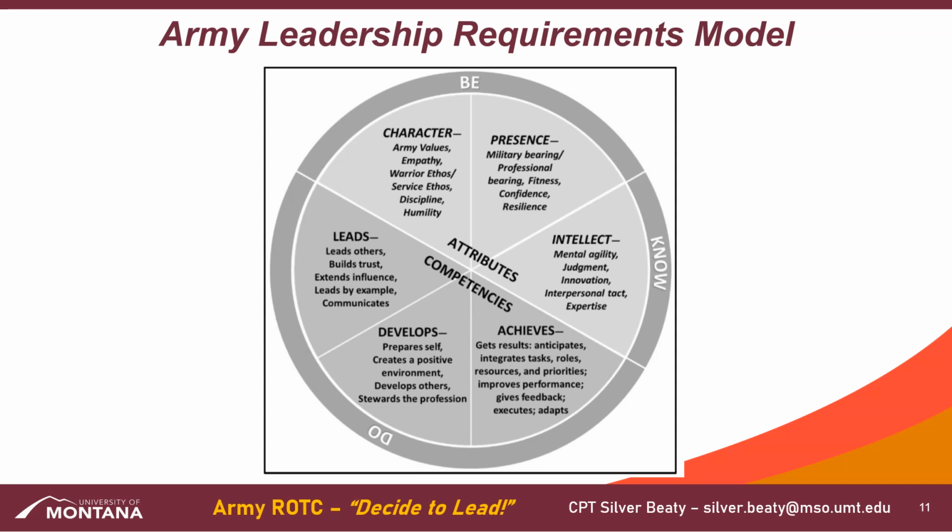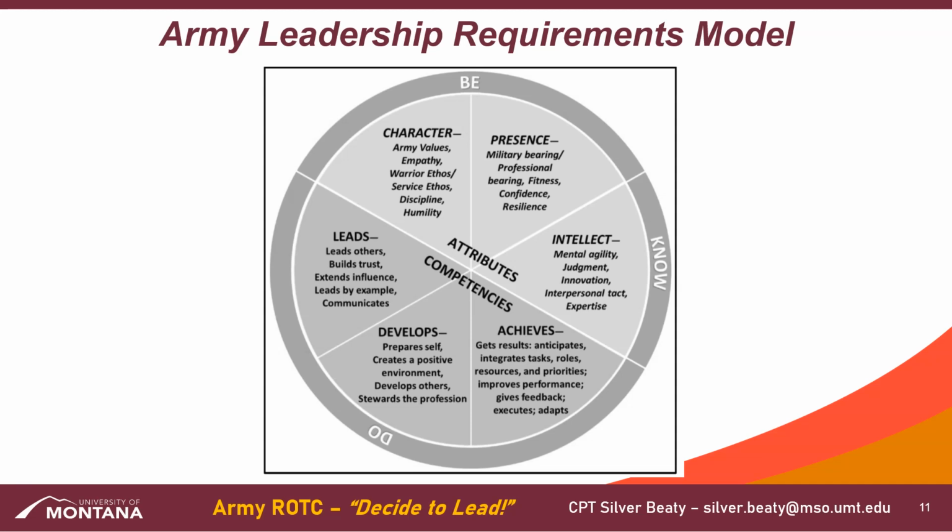Now, if you look there in the middle, it's broken in half. The top there is attributes, and the bottom is called competencies. We consider character, presence, and intellect to be attributes; leads, develops, and achieves are all competencies. Now to complicate this one more time, it's also split into uneven thirds, where 2 of those categories, character and presence, are considered part of the Be of the Be-Know-Do model. Then we have intellect, which, common sense, is part of the Know. And then we've got Do on the bottom, where all the competencies are pulled under the Do.